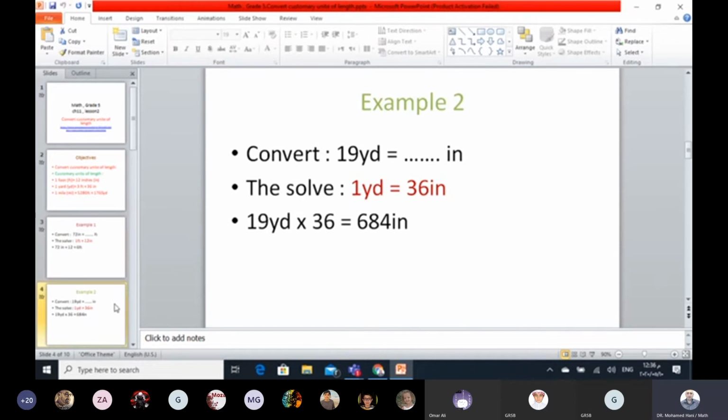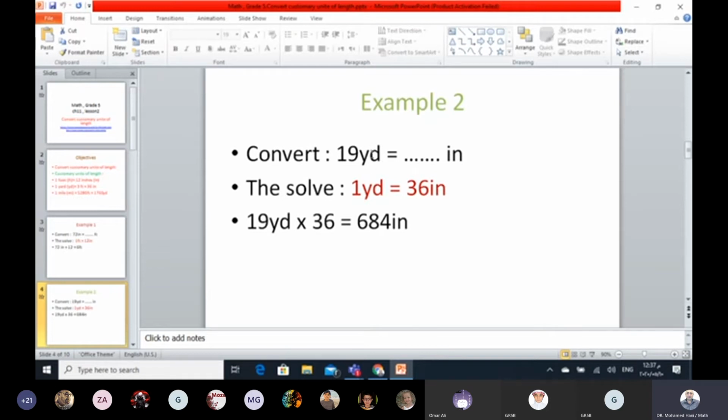Example 2. Convert 19 yard. YD means yard. When you see YD here, it means yard. 19 yard to the inch. So here we have the rule. The rule said each 1 yard equals 36 inches. So the yard is greater than the inch.